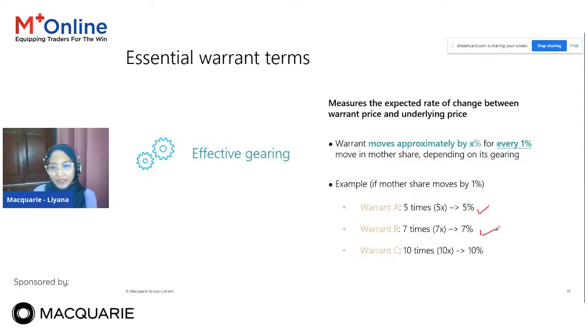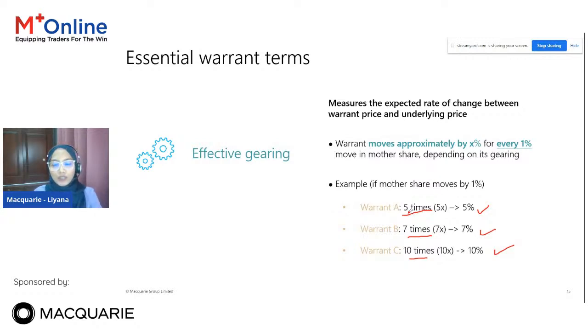Contohnya dekat sini saya ada 3 jenis warrant, warrant A, warrant B dan juga warrant C. Warrant A dia ada 5 kali effective gearing, warrant B ada 7 kali effective gearing dan warrant C dia ada 10 times effective gearing. So the keyword is that here warrant dia akan bergerak for every 1% movement, untuk setiap 1% pergerakan emak dia, dan dia akan bergerak based on berapa banyak gearing yang dia ada.